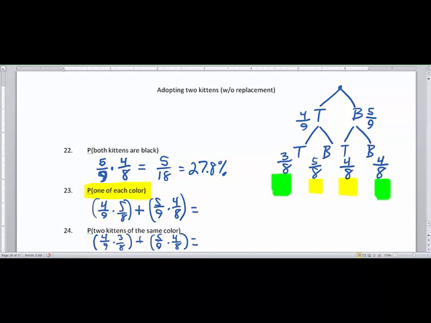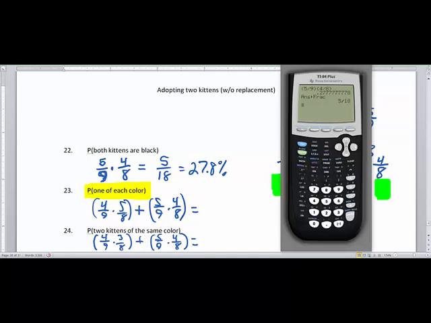Okay, so let's do this more challenging problem. One of each color. Okay, so for this case, what I'm going to do is do this in two phases on my graphing calculator. I'm going to go parentheses 4/9, okay, times 5/8. Okay, 4/9 times 5/8. Now I'm going to hit enter.